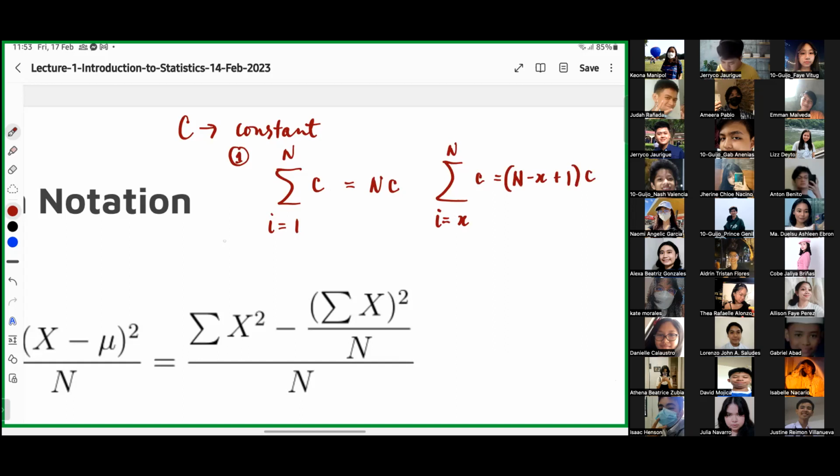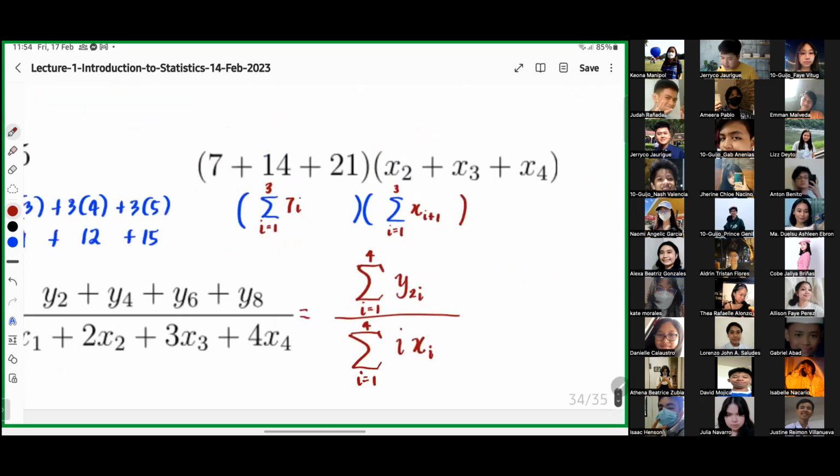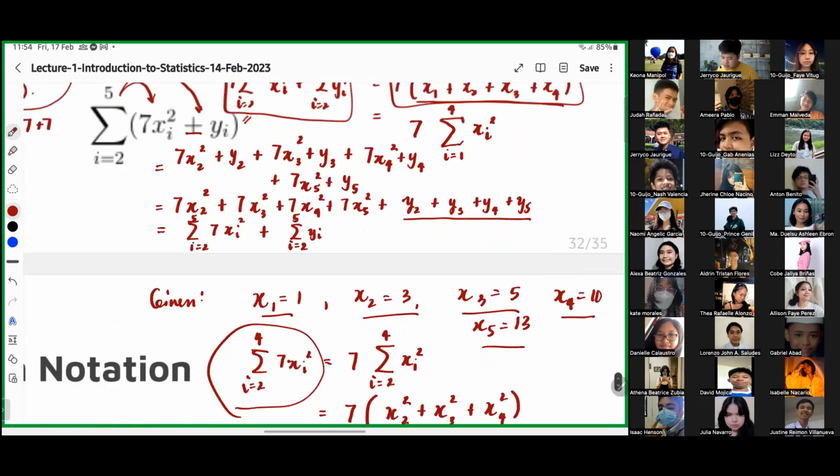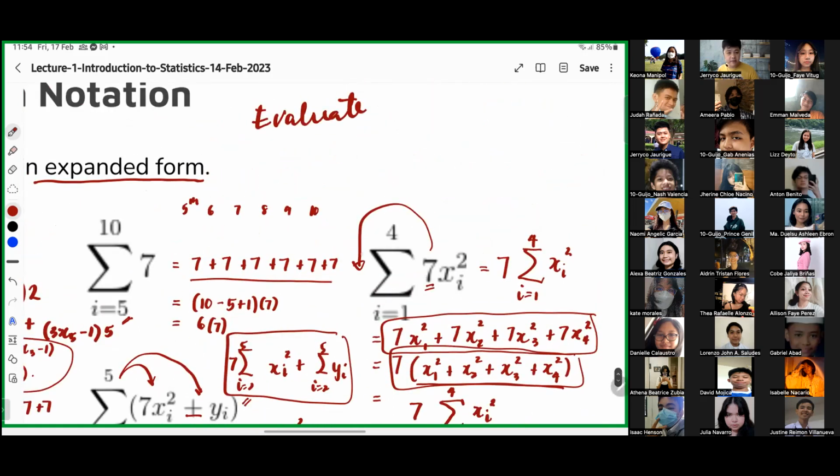Yung pangalawa natin natutunan, kapag may constant tayo, tapos may variable from I equals 1 to N, sabi sa atin, yung C daw, pwede nating ilabas. So, maging C summation of X, which is I here, from I equals 1 to N. Kahit anong lower limit, pwede ka maglabas ng constant. Ito yung nangyari dito sa this one. Pwede ka maglabas ng constant.